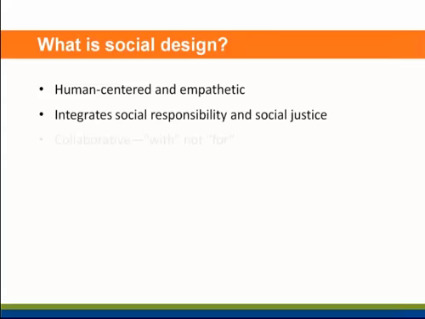The second component is that it integrates social responsibility and social justice. So if you are doing something and it's not for the purpose of positive social change, it's probably not social design. And then the third element is that it's collaborative. It's with, not for. And this is really important because the social designer doesn't assume, or shouldn't assume, that they know what's best for a particular group or particular case. It's all about working with people and trying to determine the outcome together.